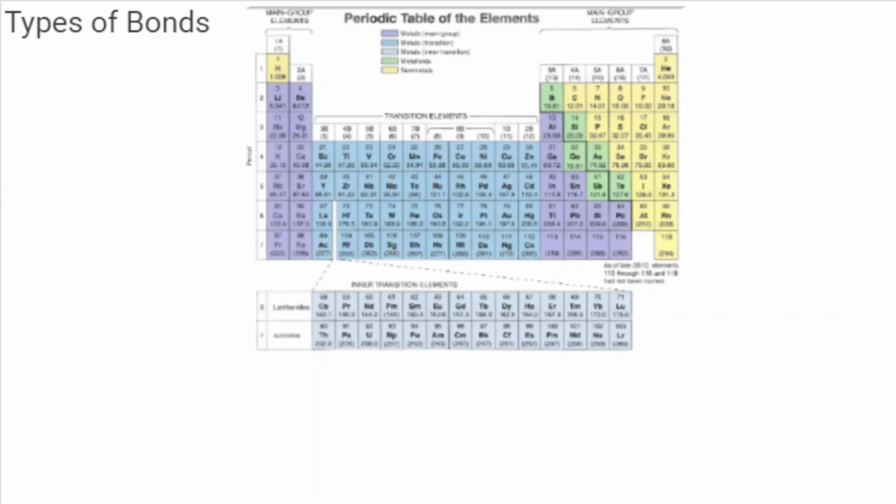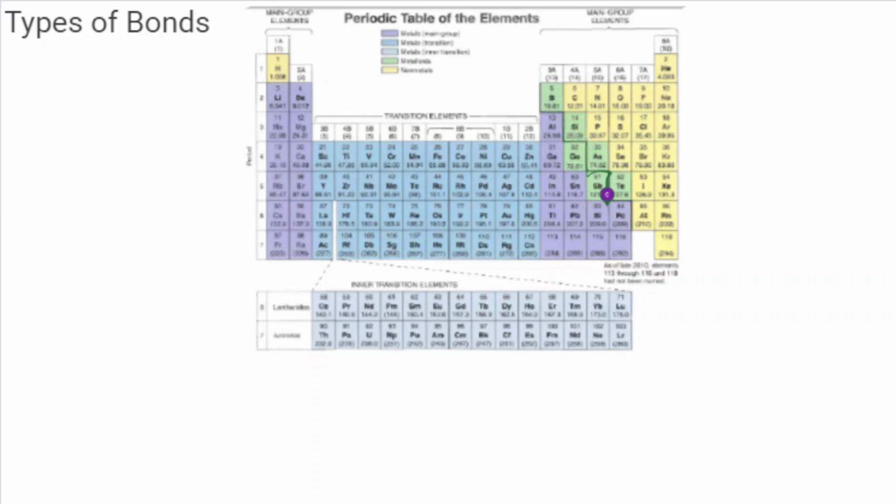Today we're going to learn about different types of bonds. Before we get into that, I want to discuss a little bit more about the periodic table and some things you can learn from that. So you may notice this dark line starting here by boron going down in a kind of staircase fashion.